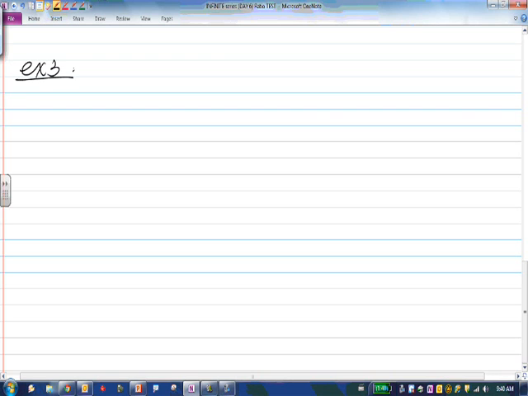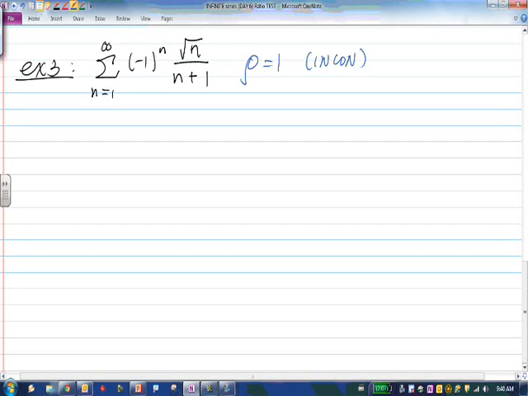For our third example, let's look at a series that is inconclusive and then talk about what to do from there. So let's assume I have this: negative 1 to the n, square root of n over n plus 1. Now without going through the work, you can actually show that rho is equal to 1, which is inconclusive. So since I don't know what that does, I have to use another test. The most appropriate test for this series would be the alternating series test.